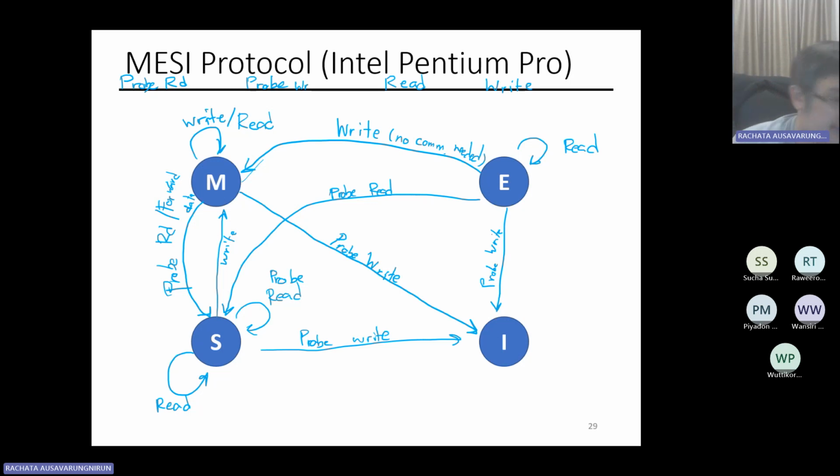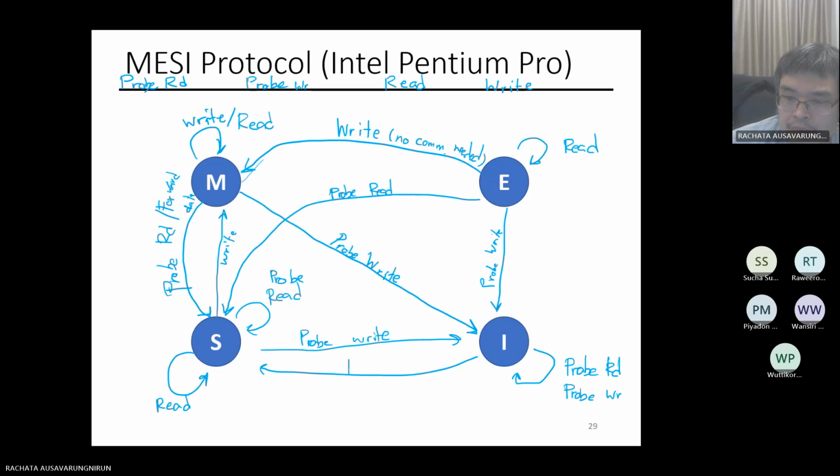Okay. The last thing we have to cover is when you're in the invalid state. If you're in the invalid state, someone else is reading or writing, it doesn't matter. You don't have the data. So if you probe read or probe write, you stay there. It doesn't matter. You don't have a valid copy of the data anyway. If you are in the invalid state and you are reading the data, you go back to share. If you're in the invalid state and you are writing, you go to modify.